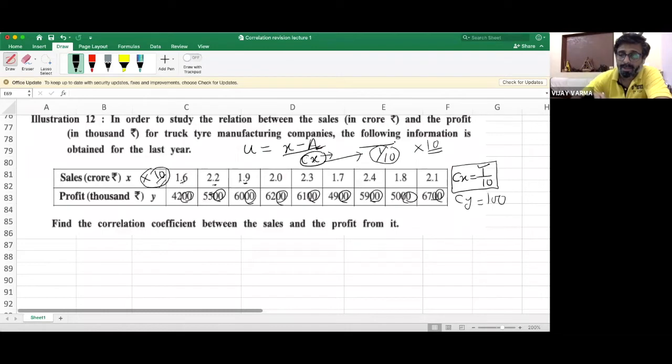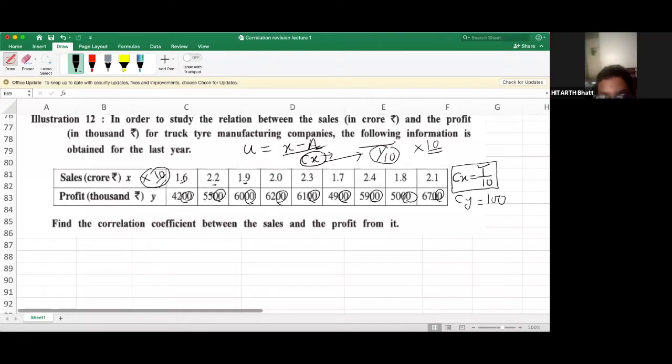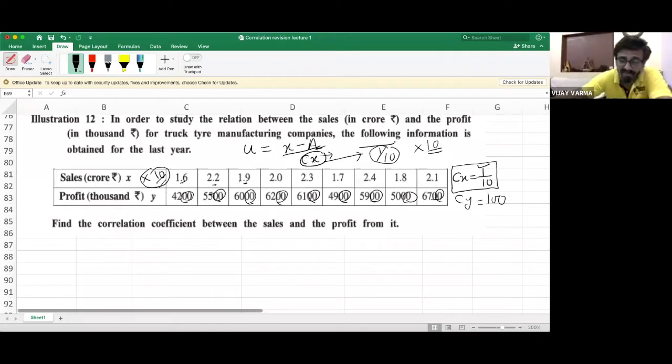So if you multiply with 5, then cx is 1 by 5. If you multiply the values of y with 100, then cy is 1 by 100. If you multiply the value of x with 2, then cx is 1 by 2. And in case of y, to remove the 2 zeros, we are going to divide by 100, so cy is directly 100.